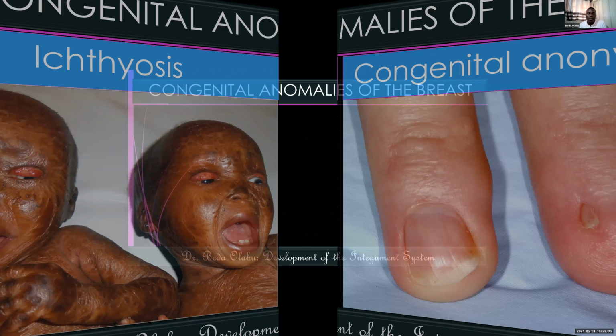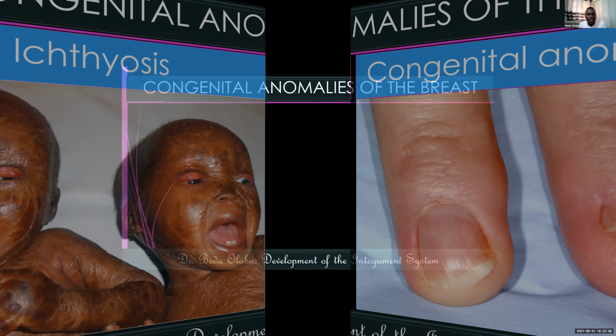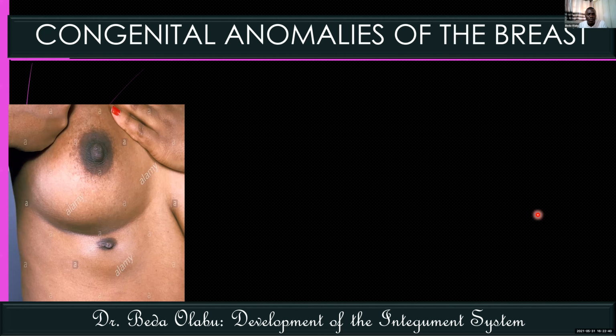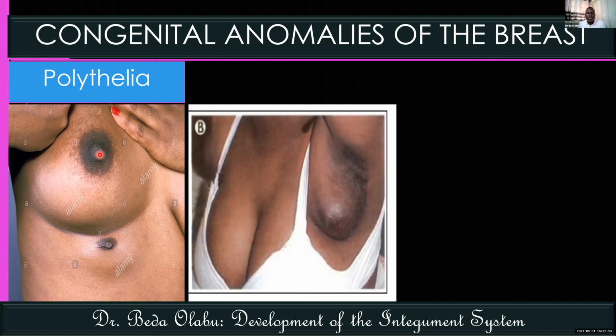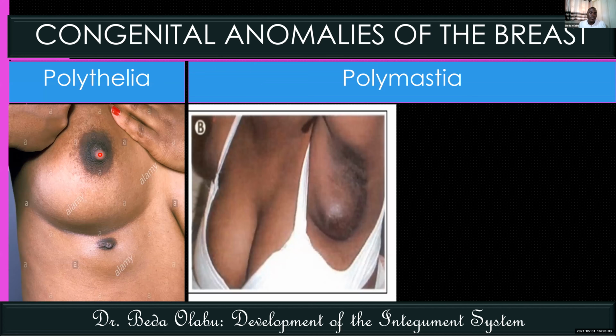There are those malformations that affect the breast. Like here, we see extra nipple. You can call it polythelia. It means extra nipple. That means absence of the nipple is called athelia. And when you have extra nipple, you call it polythelia. If the nipple has breast tissue, then we'd prefer to call it polymastia, extra breast.